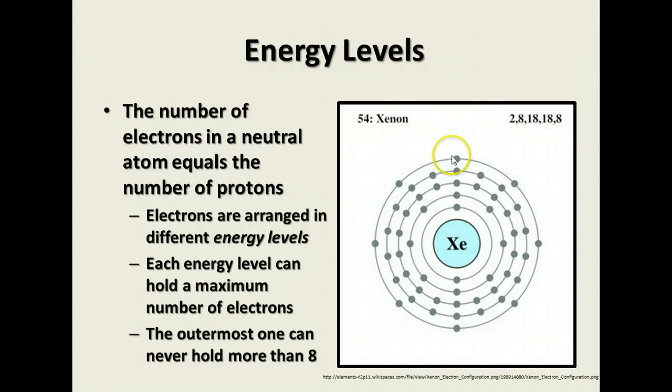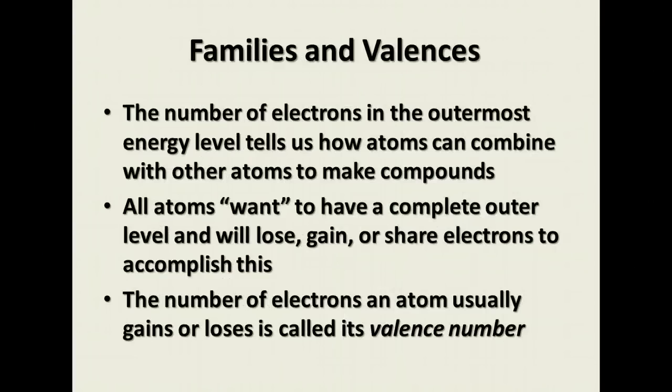The outermost one, whichever one that is, can hold a maximum of 8. Notice that there are others. The innermost one can never hold more than 2, and then the next one can hold 8. Then the next couple of ones can hold 18 unless they're the outermost one, and the outermost one can never hold more than 8 electrons. That's important to understand what we are going to talk about next.